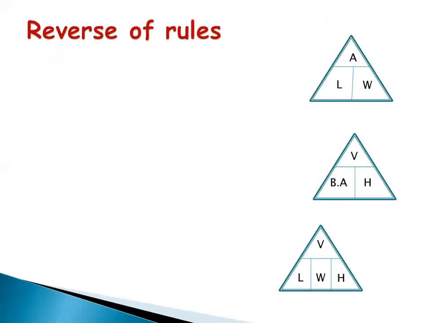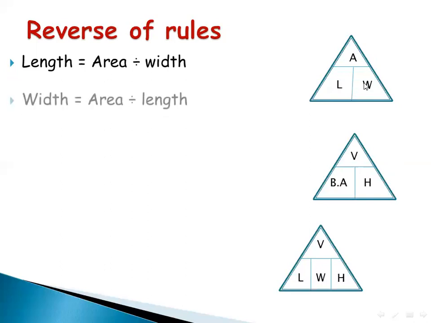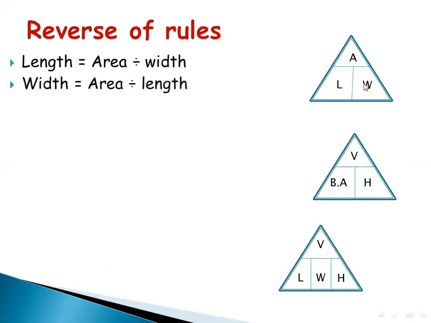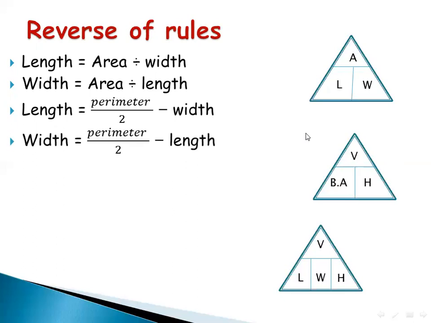For the reverse of the rules, I have 3 magic triangles here. Let's start with the first one. I have area up, length, width down. So if he asks for the length, I'm going to hide it, and then I'm going to divide the area by width. And if he asks for the width, I'm going to divide the area by length. What if he gives you the perimeter and he asks for the length? You're going to divide the perimeter by 2 and then subtract the width from the answer. And if he asks for the width, you're going to divide the perimeter by 2 and then subtract the length from the answer.